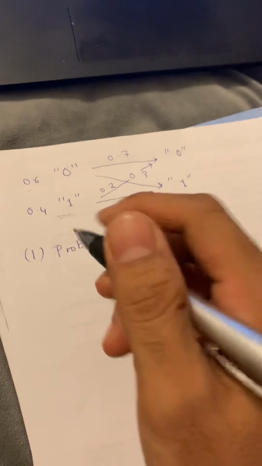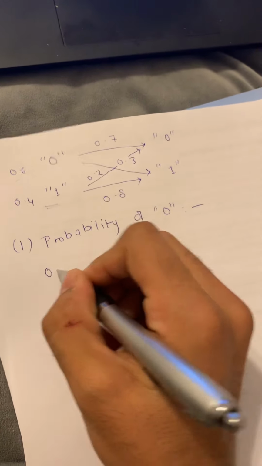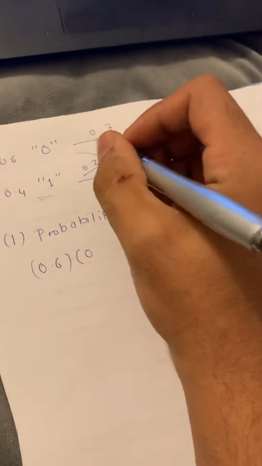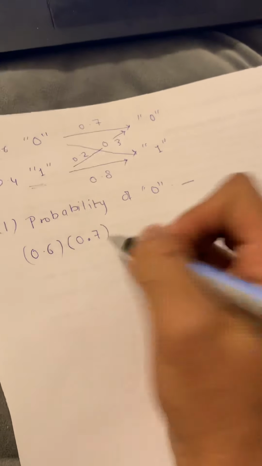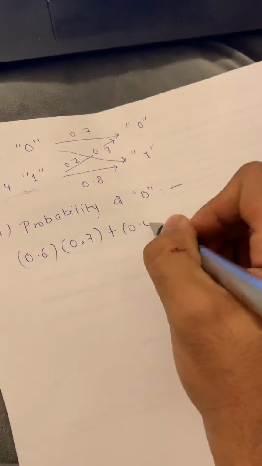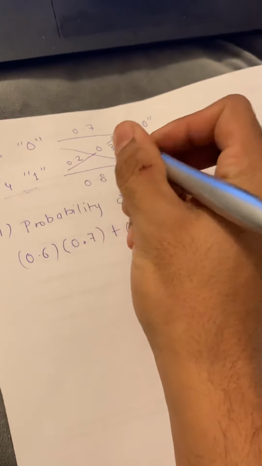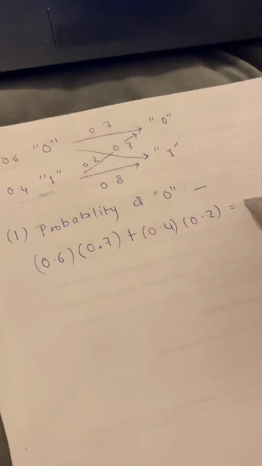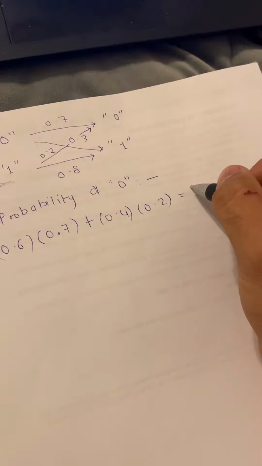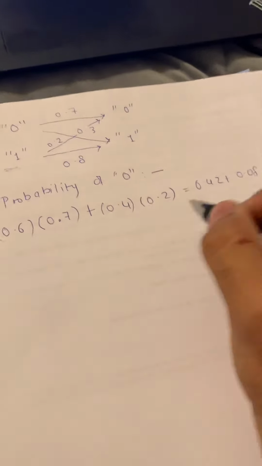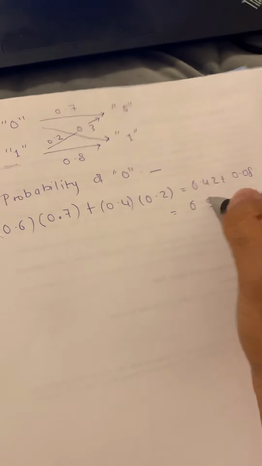The probability of transmitting 0 is 0.6, and receiving it as 0 is 0.7, so 0.6 times 0.7, or we sent 1, so transmitting 1 is 0.4 and receiving it through error as 0 is 0.2. This is just basic maths, so it's 0.42 plus 0.08, which comes out to 0.5. So we solved the first problem.